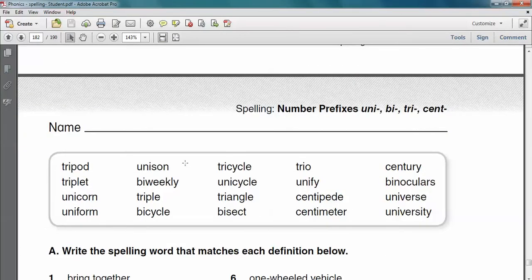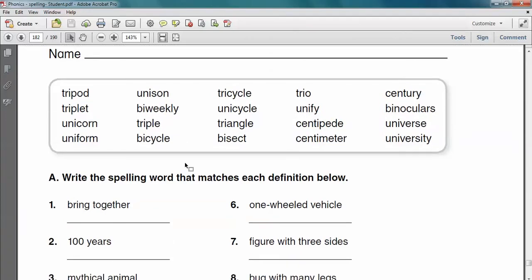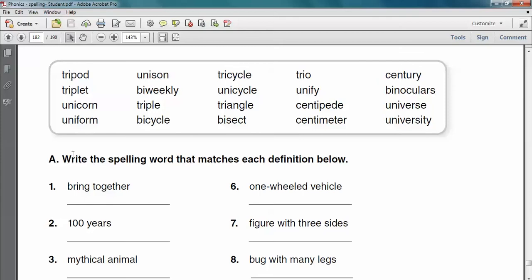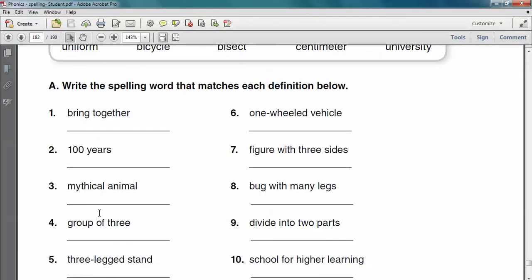After that, page 172. The first exercise, as we can read the instructions: write the spelling word that matches each definition below. So we need to give the word that will be correct for the definition. The first one that we have is bring together.